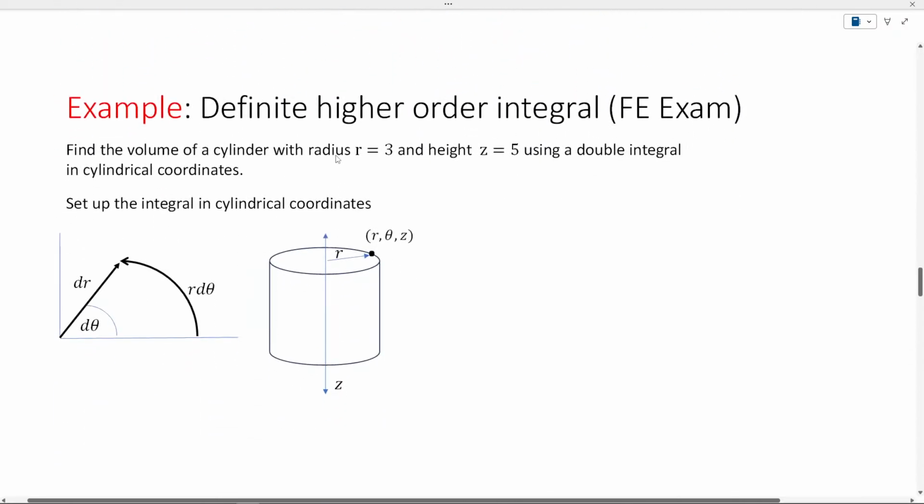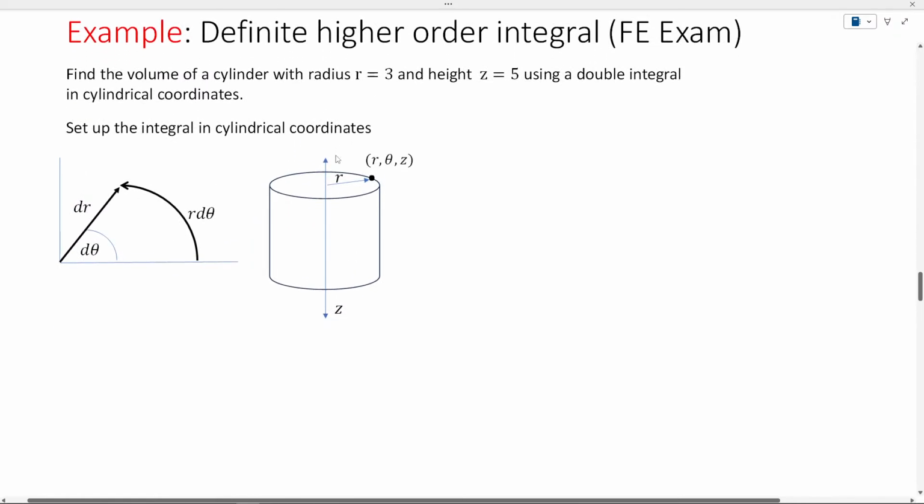Okay, let's look at a problem where you have to form the integral yourself. I'm not giving you the integral, but you have to form it based on your understanding of the problem context. Find the volume of a cylinder with radius 3, so the radius given is equal to 3, and the height of 5, so z is given as equal to 5, using a double integral in cylindrical coordinates.